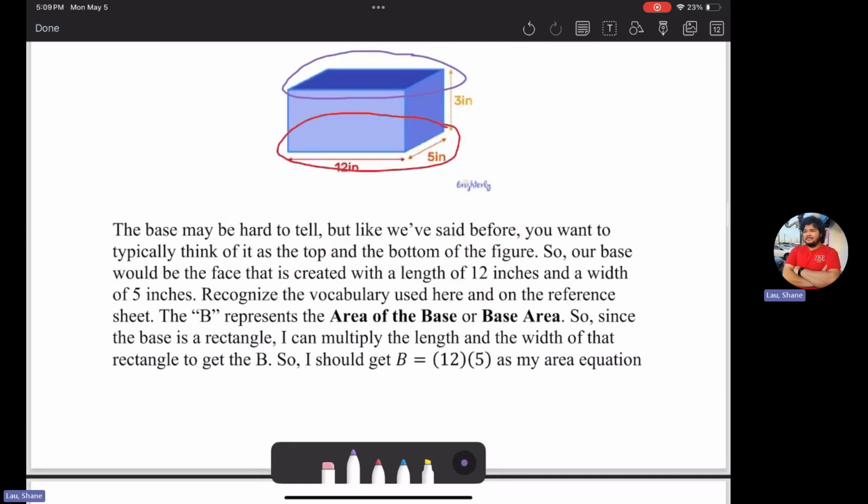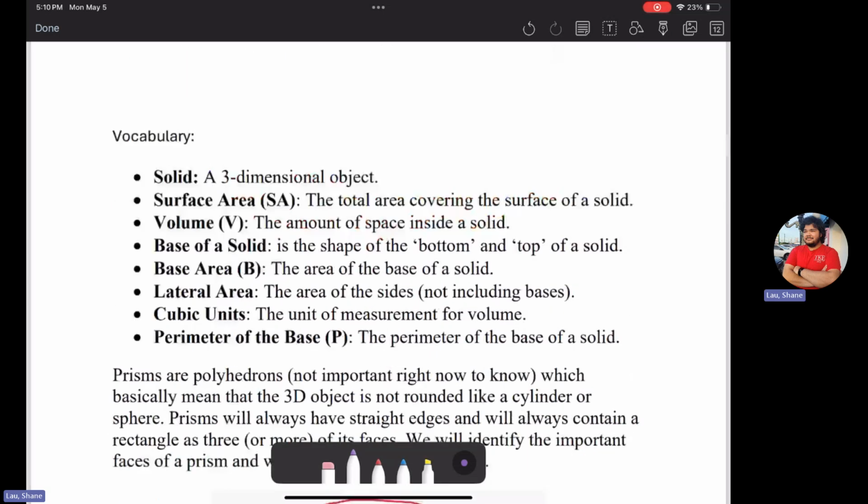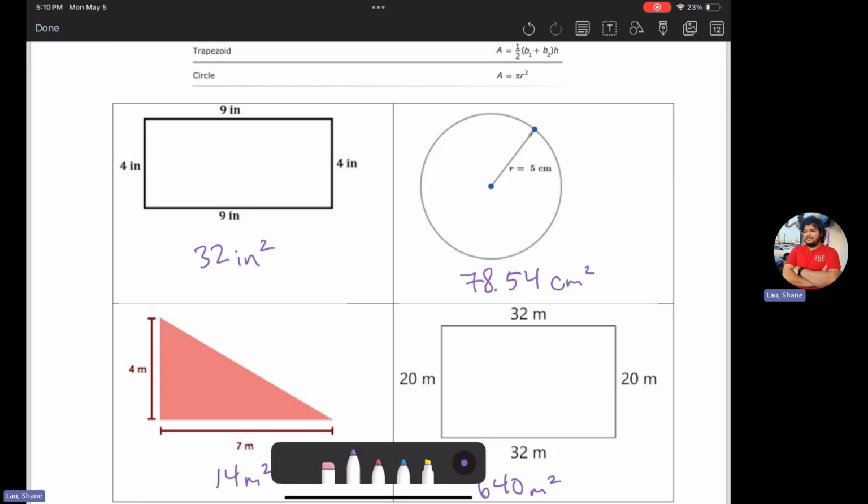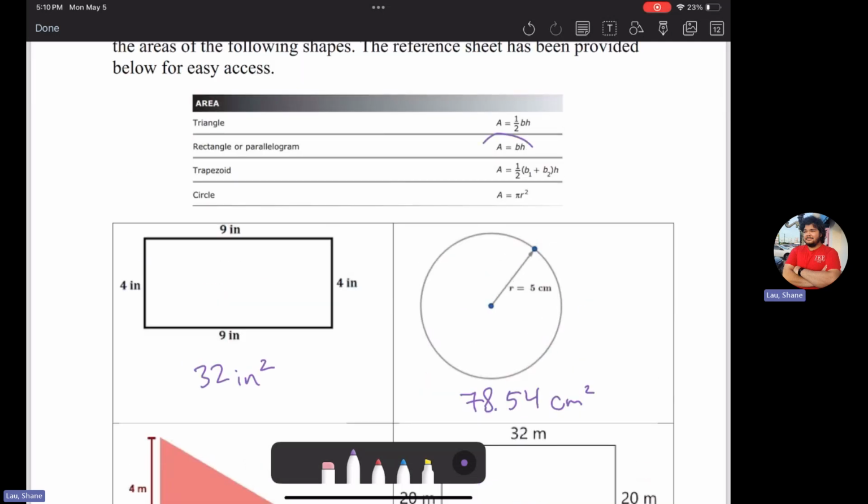But we'll move on. The capital B represents the area of the base, or the base area, whichever one you prefer. All it is is finding whatever that base is, in this case a rectangle, and finding the area of it, which again, you should already know how to do.